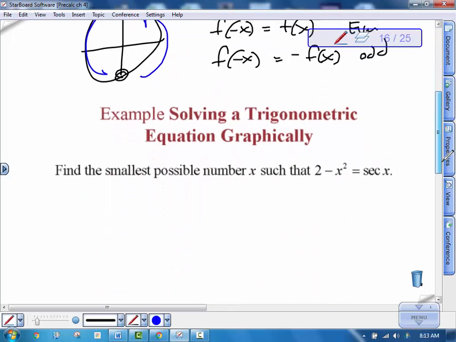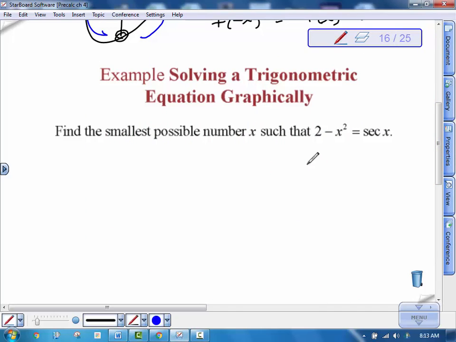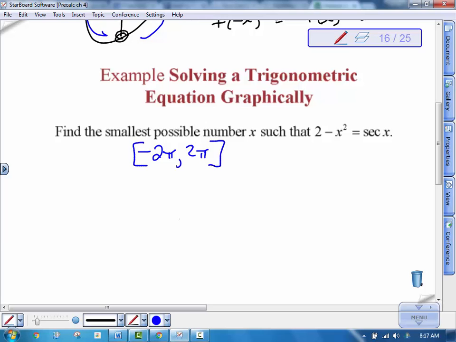Let's do one example though. Here's an example solving a trig equation, but this is from a graph. So just graph the left and graph the right and find the intersection point. Now I'd probably tell you to find the solution in an interval. So let's say like negative 2 pi to 2 pi. Let's say the smallest possible number x in this interval here.